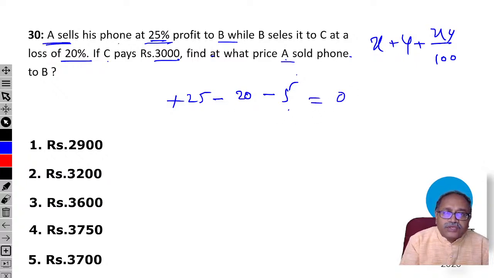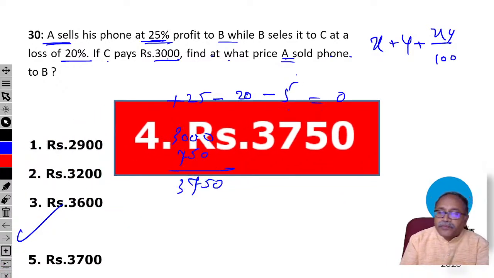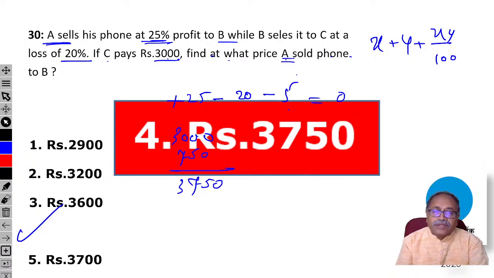So what is the cost price of A? Cost price of A remains 3,000. Then to find the price at which A sold, add a 25% profit. So 1/4 of this is 750. The total is 3,750 should be the answer. Ekkadana unnada option 3,750. Yes, option choice 4. Yes, that's great. Beautifully people are answering the question.